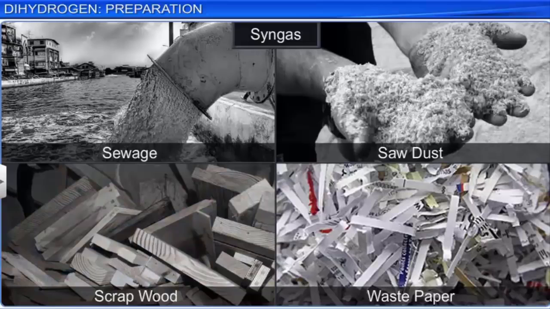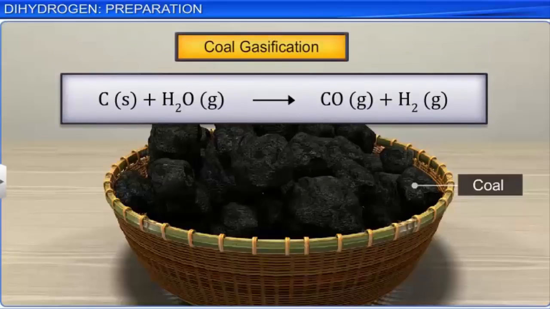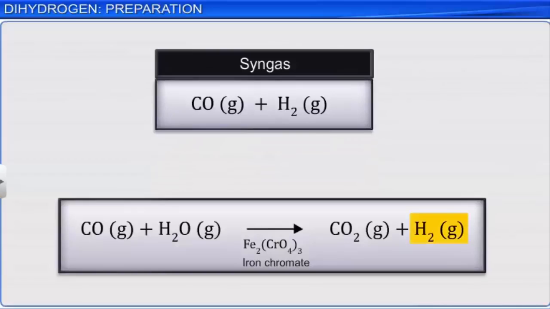When syngas is obtained by the reaction of steam on coal, the process is known as coal gasification. It is difficult to separate dihydrogen from syngas. Therefore, the production of dihydrogen is increased by reacting the syngas with steam in the presence of iron chromate as a catalyst.